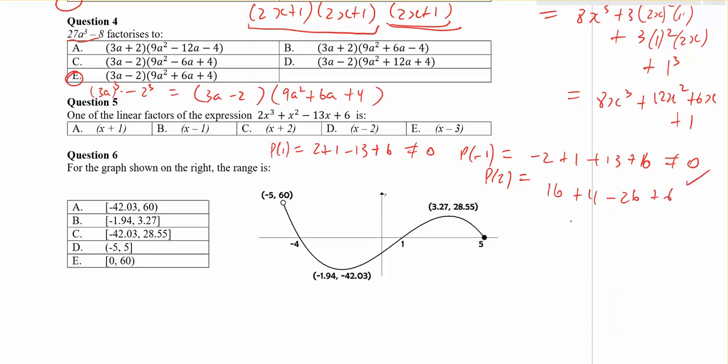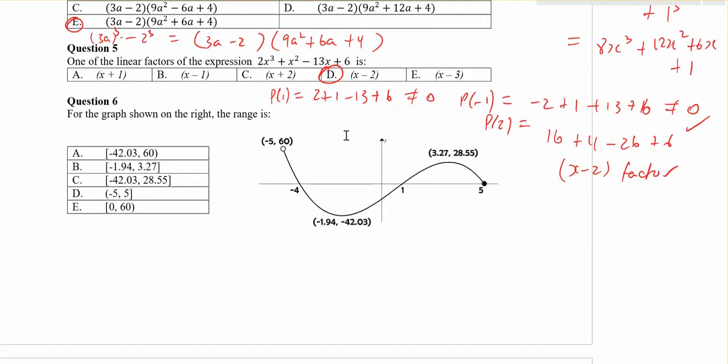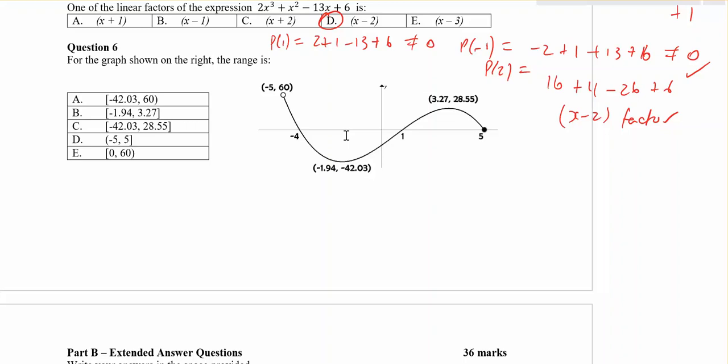Question 6, graph shown, the range. Remember, the lowest value to the highest value. The lowest value is here. The highest value is up here. That's not including it. So it's between here to there. So the lowest value is negative 42.03, includes it. So it's either this one or that one. Obviously it goes up to 60, but doesn't include 60. So that's the one we want. So include bracket and exclude bracket. So square brackets include, round brackets exclude.